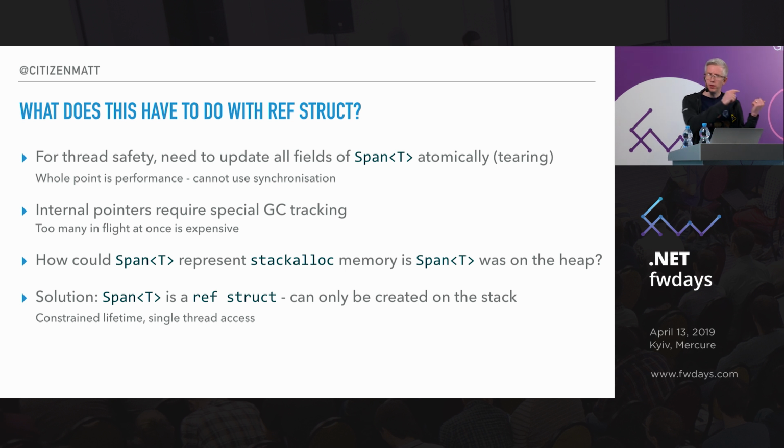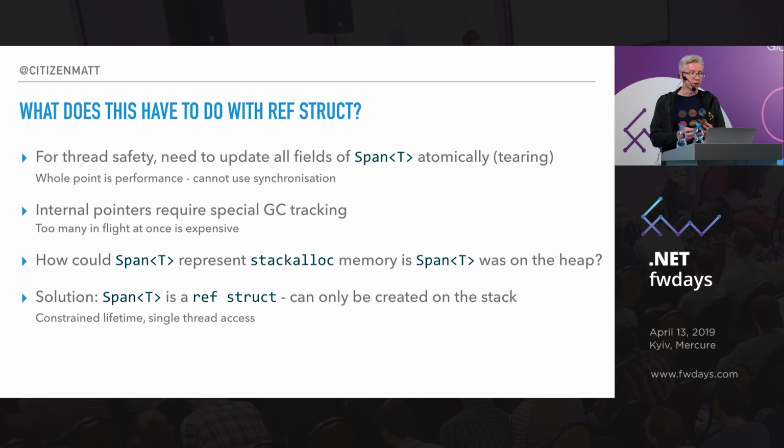So what does this have to do with ref struct? The whole point of it really is there's a few reasons. Firstly, it's all about thread safety. We need to be able to update all of the fields of a span of T at the same time. We don't want it so that when we try and update one field, the thread gets interrupted, we go off and do something else, and accessing data goes wrong, and it would all be horrible. And the whole point is performance. For this, we can't put locks in there. If we put locks in there, it's going to kill performance.